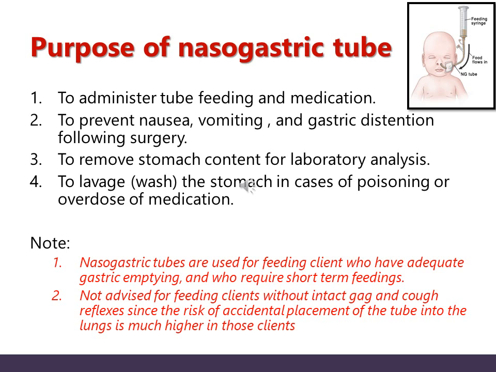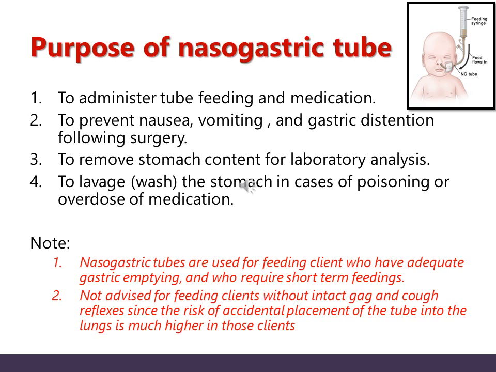But what are the different purposes why a tube is inserted into the nasal area and into the gastrointestinal area of our patient? First is to administer feeding and to administer medication. The patients cannot take it by mouth, so instead we give the food and the medication through the nasogastric tube. Second, to prevent nausea, vomiting, and gastric distension. If your patient keeps on vomiting, I know you are already familiar with nausea and vomiting. The nasogastric tube prevents nausea and vomiting and also gastric distension.